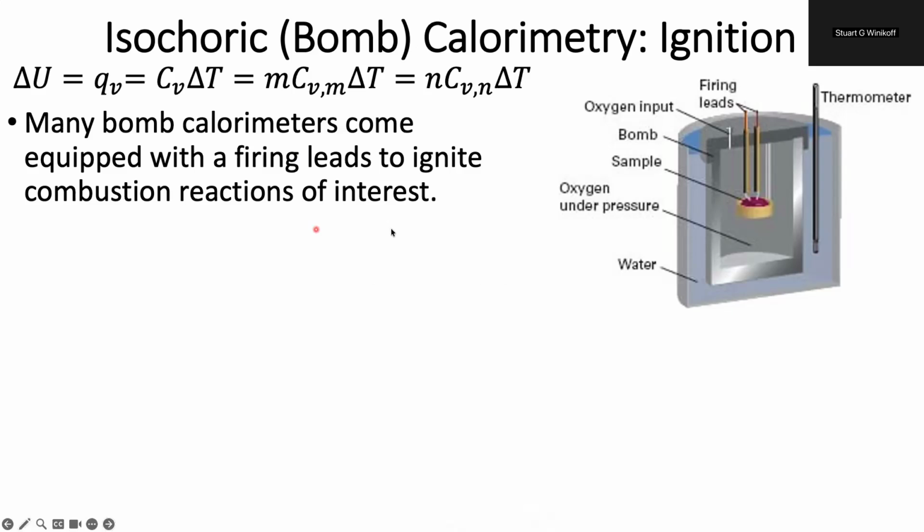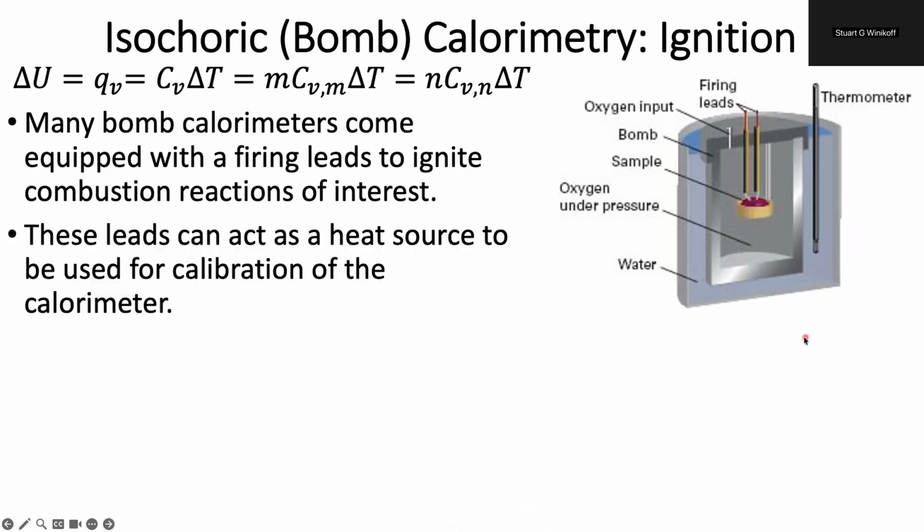So most of these bombs are going to contain what are called firing leads. So this is more or less just going to be a wire that will carry an electrical current at very high temperature, which will then ignite the sample as well as often combust the leads. So these leads are going to act as our heat source, can often be used to act as the heat source for the calibration, or often also used to ignite a substance with a known combustion energy.